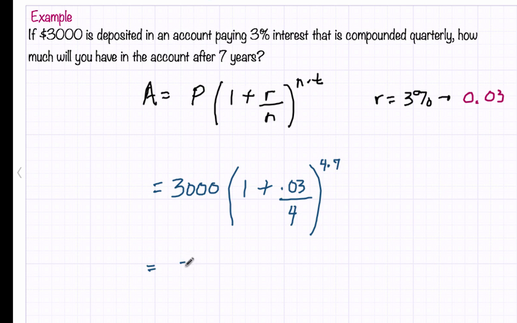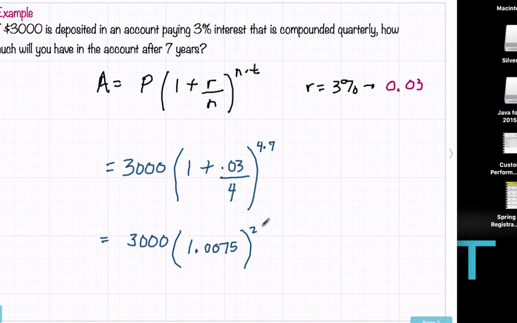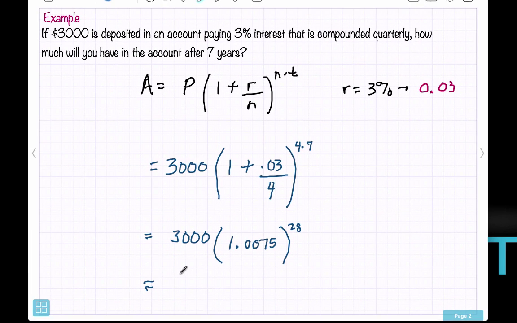I can simplify this a little bit, and I can do 1 plus 3% over 4, and I get 1.0075. Okay, so that's barely over 1, so it is growth, and this is 28. Just simply plug this into the calculator, and we're going to end up, after 7 years, approximately with $3,698.14.